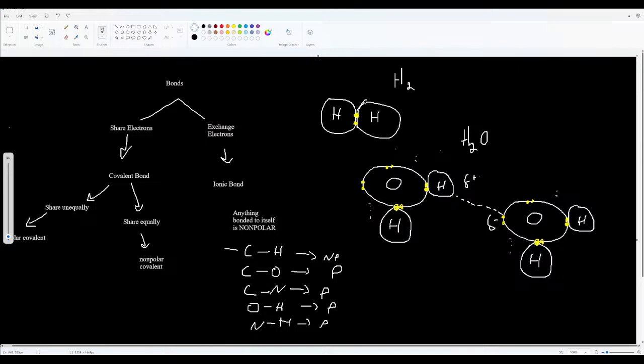But what about carbon and hydrogen? These share almost equally. Carbon has a medium electronegativity. Hydrogen has a medium electronegativity as well. So good. We learned all about bonds. How wonderful is that? This is the foundation for what we're going to learn throughout the rest of the semester.